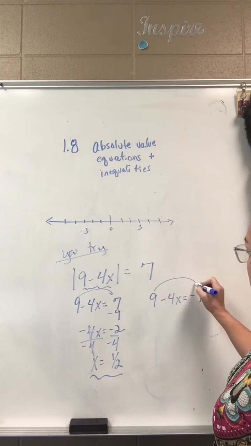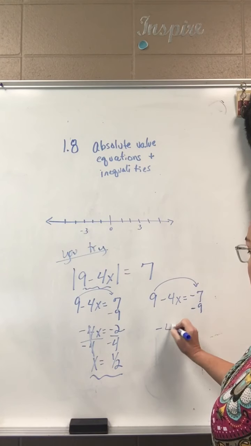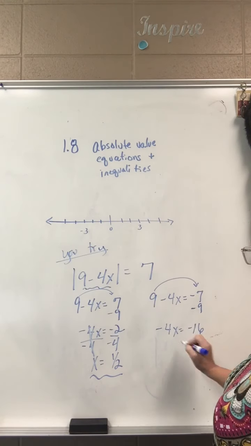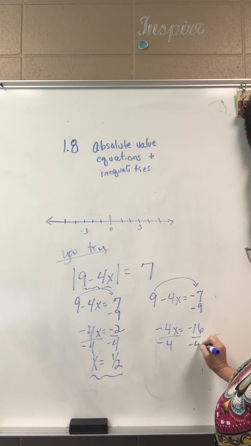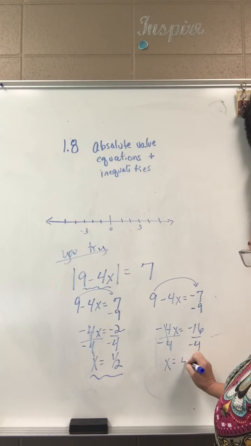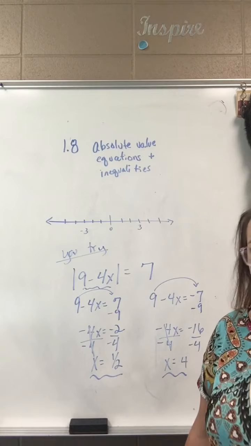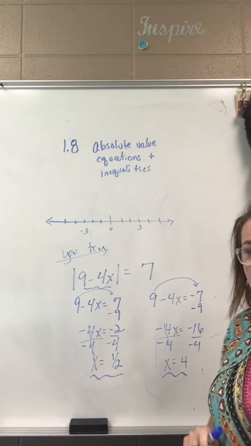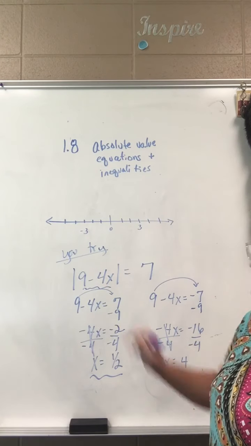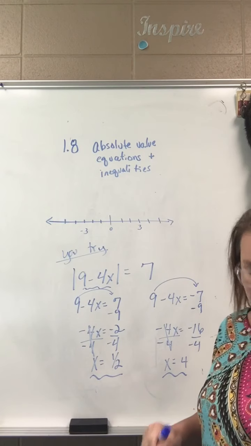Then do it again here. Bring the 9 across the line. Negative 4x equals negative 16. Divide both sides by negative 4. The other solution is positive 4. So two solutions, 1/2, comma 4. Two numbers that solve that equation. You should plug them in and check to see that it's so.